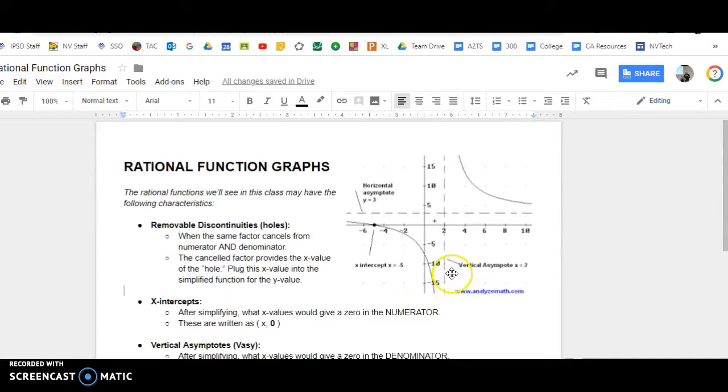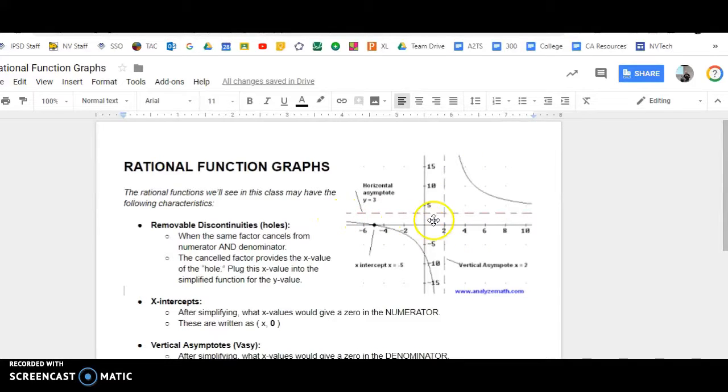Rational functions will have something called a vertical asymptote, and that is an imaginary line that the function will approach infinitely. So as this curve here goes down, it'll get closer and closer, infinitely closer to this, but it will never cross it. Similarly over here, as this function is going up and up, it'll get infinitely closer to this line. It will never, ever cross that line.